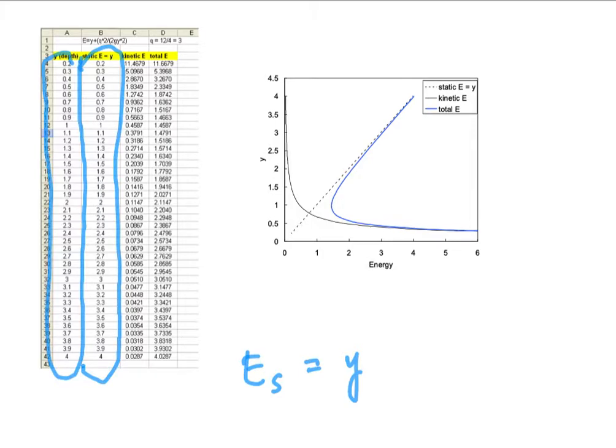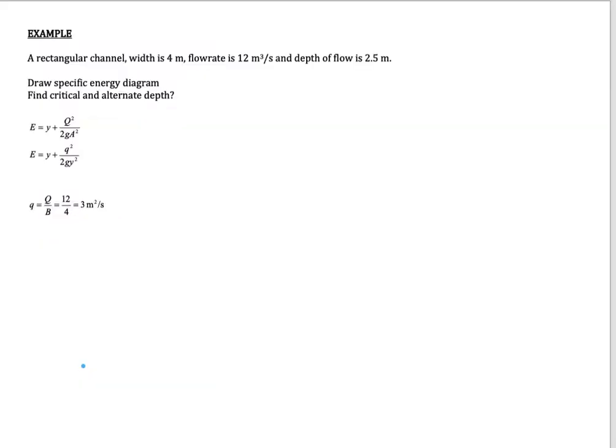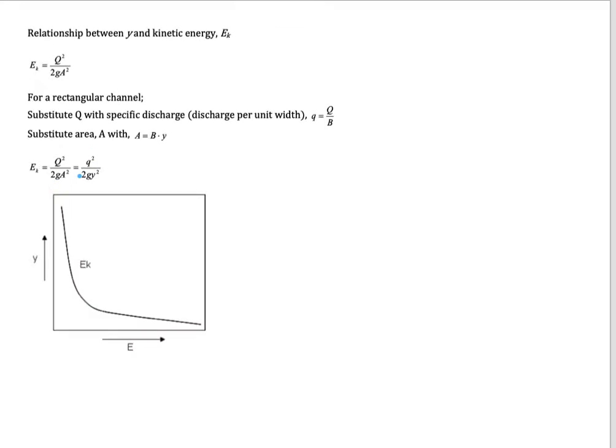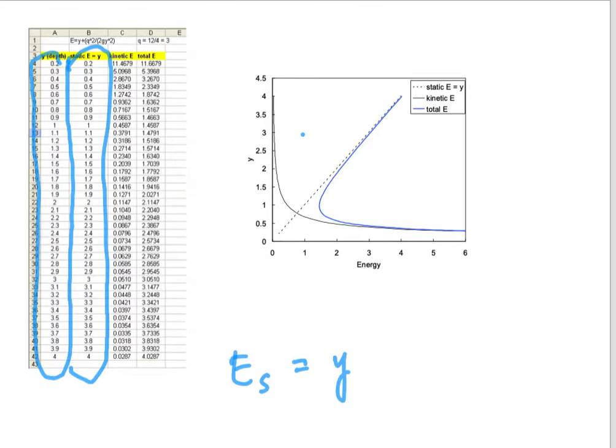However, for kinetic energy, we need to calculate using this equation. This part explains the kinetic energy, and you need to use the idea of specific discharge as shown here. You could get this from my previous lecture video. Then if we draw this, we find that the kinetic energy will curve like this.